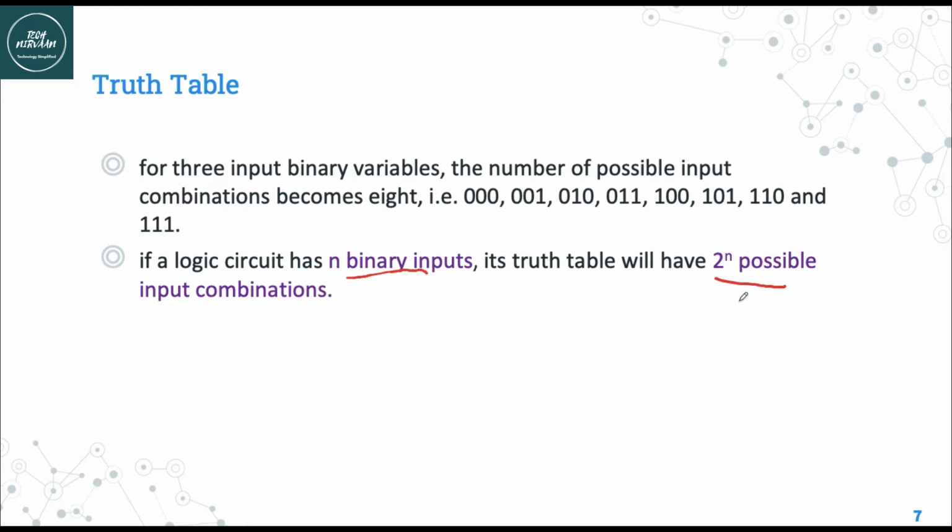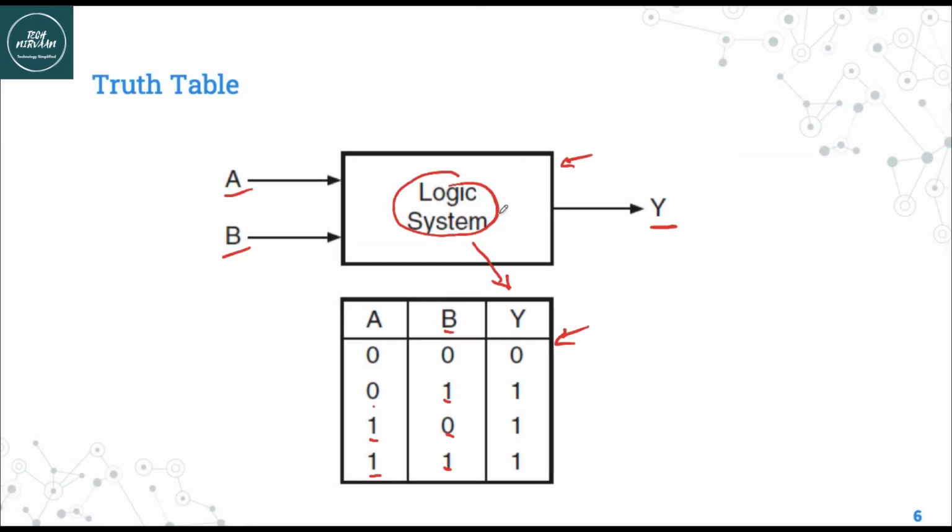So for single input we will have 2 raised to 1, 2 combinations. For 2 inputs 2 raised to 2, 4 combinations, and for 3 inputs 2 raised to 3, 8 combinations, like that. So truth table is the table to understand the input and output of any logic system.